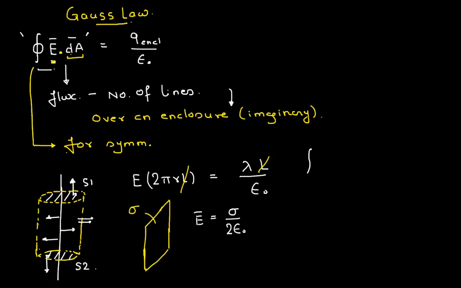So again, I'll summarize here a little bit. Flux represents the number of field lines. Number of field lines is flux, and the magnitude of the electric field is the density of the field lines.